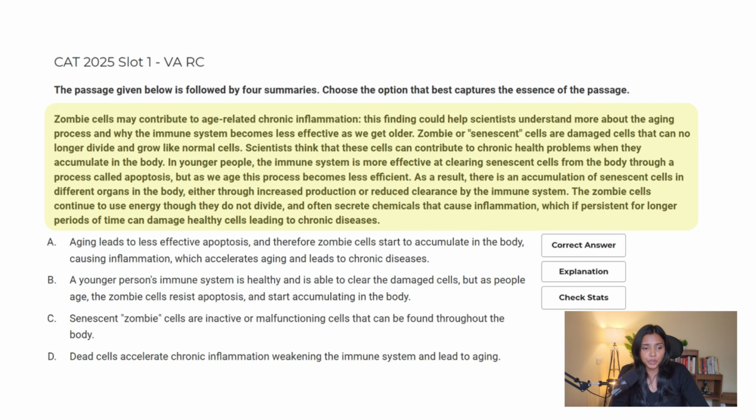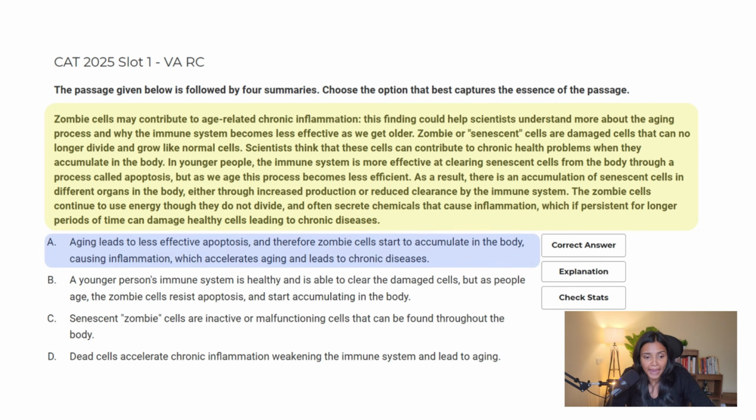The zombie cells continue to use energy, though they do not divide, and often secrete chemicals that cause inflammation, which, if persistent for longer periods of time, can damage healthy cells, leading to chronic disease. Okay, so now before we move to the options, like I said, I just have 5 to 6 words in my head related to this passage: with age, we see weaker apoptosis, which means accumulation of these dead cells. This accumulation causes inflammation, and then with inflammation, there is a link to chronic disease. Okay, now let's see the options.